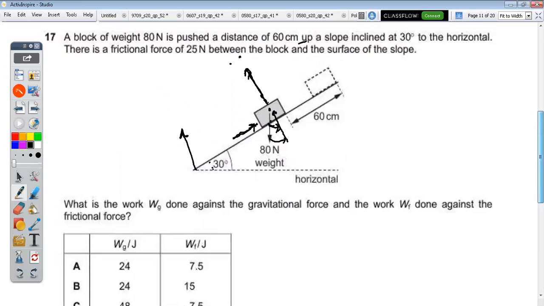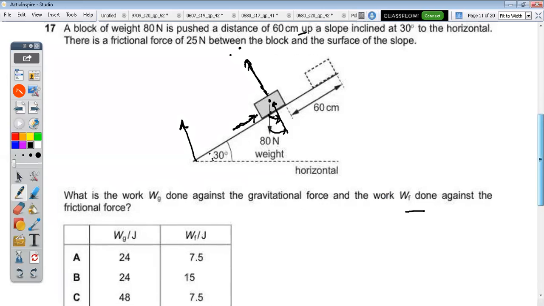What is the work done against gravitational force? And what is the work done against the frictional force? The work done against. So what did you say? You said 80? I said 80 minus 25.